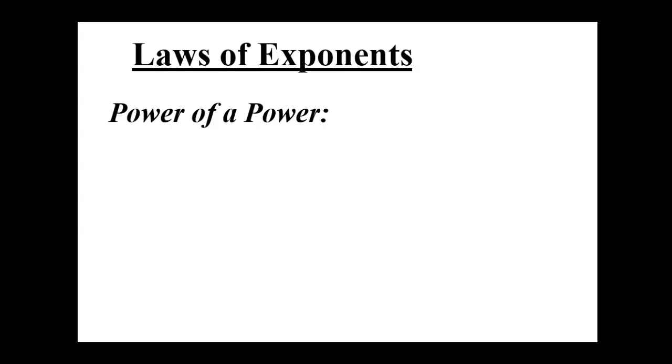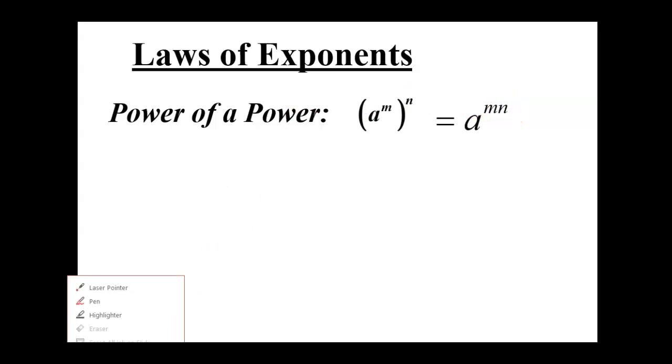Some new rules that we're looking at today, one of them is called the power rule for exponents. We're taking the power of a power. Notice here a is raised to the m power, and then that is raised to the n power. If I have an exponent raised to another exponent, that's going to equal a to the m times n. Okay, so let's look at why that is.